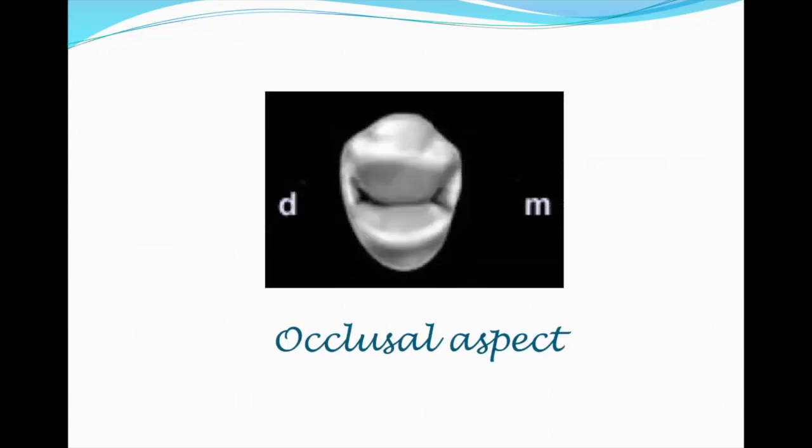Now this is the picture which shows the occlusal aspect. From the occlusal aspect, you can see more of the buccal surface than the lingual surface. And you can see the central groove. You can see the triangular fossas. And this central groove is continuing as mesial marginal developmental groove towards the mesial side.